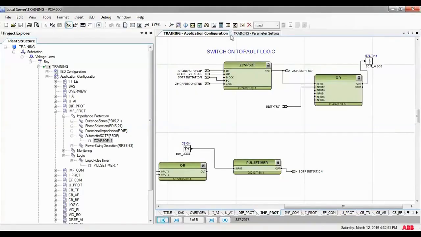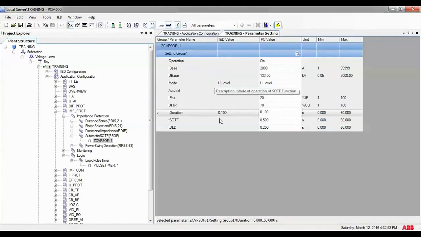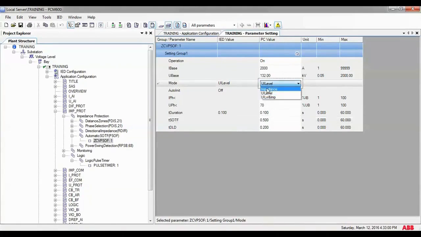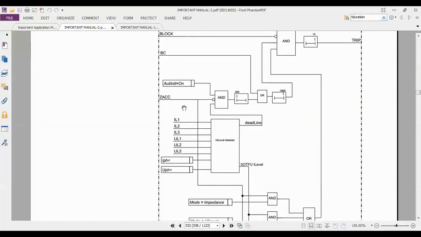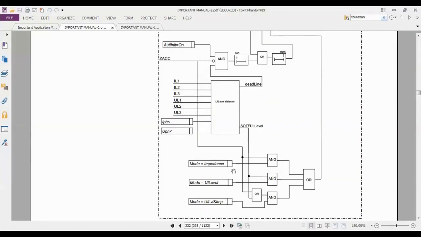But what did we do? We conducted a test with the UI level based on this time, and we did it with the impedance based on this time. Okay, let's go back to impedance again. It won't matter to you whether it's impedance or UI level, because the logic I'm working on now is the logic of auto-initiation. Auto-initiation doesn't rely on UI level or not UI level.